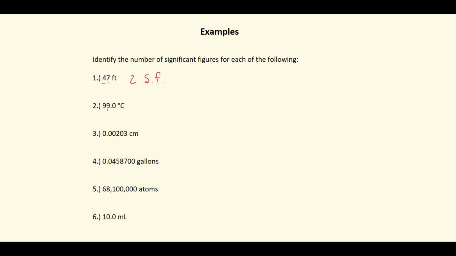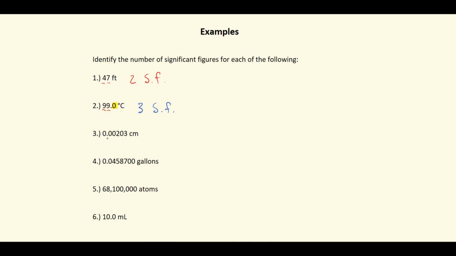Alright, the next one, 99.0 degrees Celsius. Here we once again see that we have two integers, and we also have a 0, and this would be a trailing 0, and the rule for trailing 0 says it's significant if the number has a decimal point, which this number does have. So that means the 0 is significant. So altogether we have 3 significant figures for this quantity.